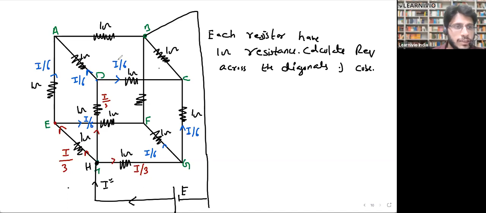Okay, now let's consider this point A. Check very carefully, what currents are entering point A? So I by 6. How many I by 6 are entering at A? 1 I by 6, 2 I by 6, 3 I by 6. How many I by 6 are entering?